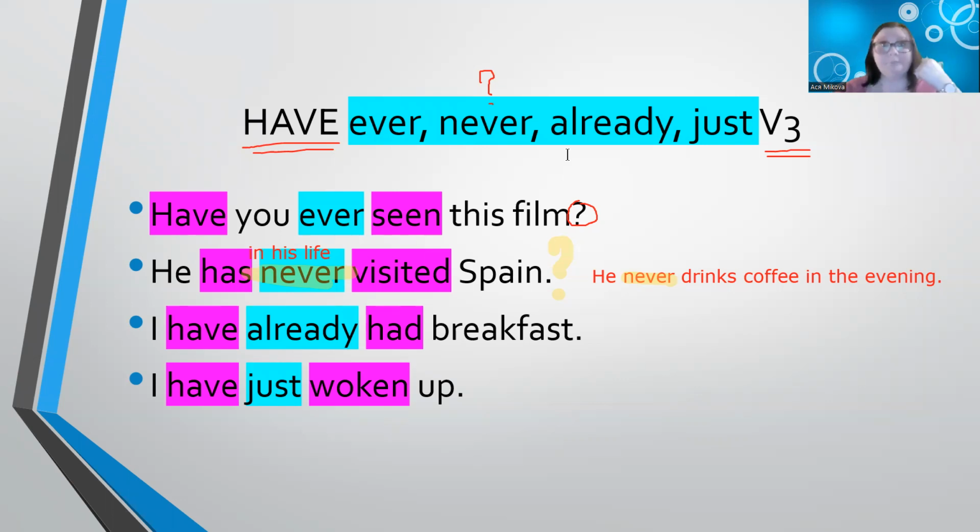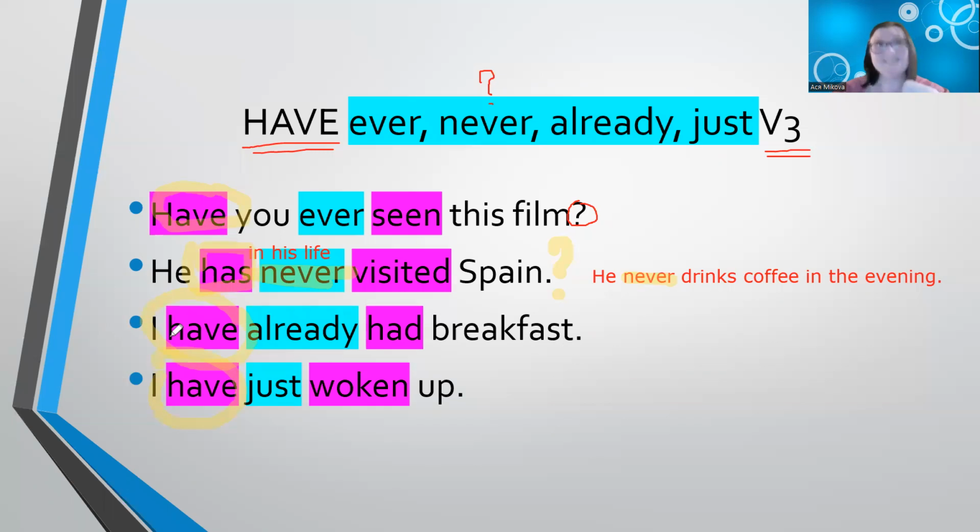Already. Already, in Russian, we say уже. I have already had breakfast. By the way, pay attention to this sentence. I have already had. That is quite a common problem. Yes, why do we have here to have the? Because the first have, that is an auxiliary verb from present perfect. The same have as we have here, here, here. The second had, it's the third form.